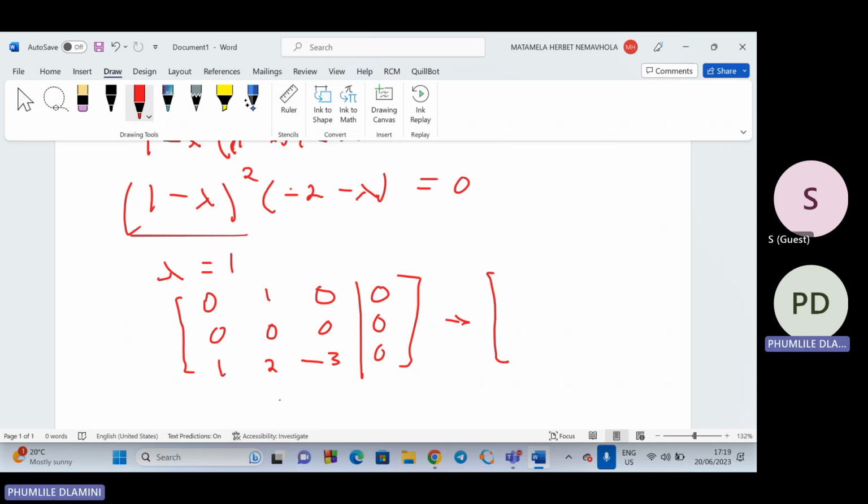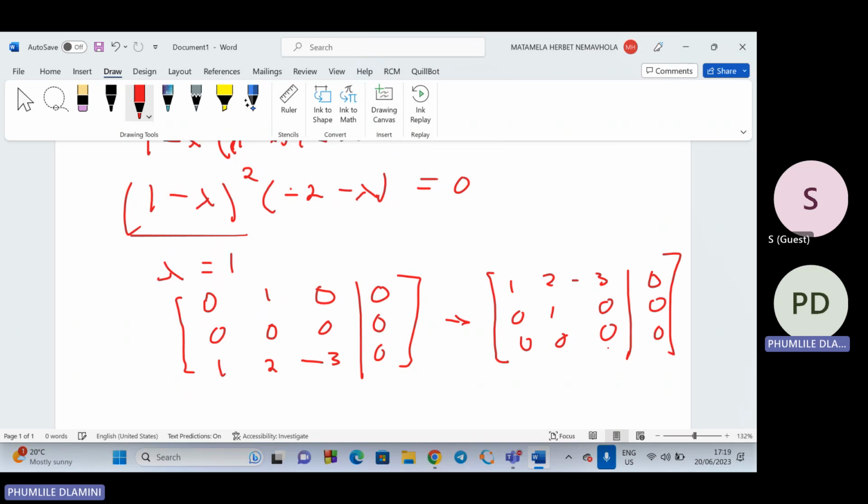Or we can change this one. Row 3 is going to be 1, 2, and minus 3. We can write it on top, 0. Then we can write this one as 0, 1, 0, 0 there. Then 0, 0, 0. We can write it this way.